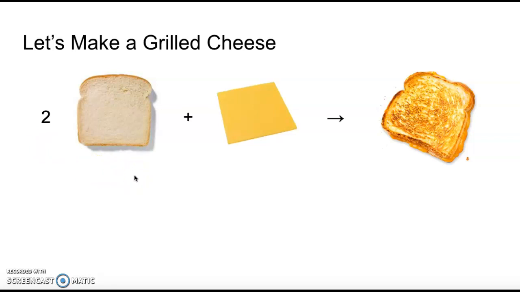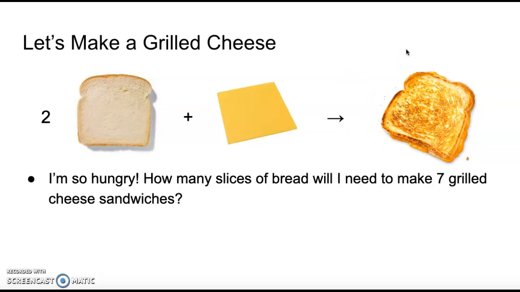All right, so this is like our balanced chemical equation. We've got our coefficient here of 2. Remember that if you don't see a coefficient, it means it's a coefficient of 1. And then over here, we're making 1 sandwich. So thinking about this equation or this reaction of making our grilled cheese, I'm really hungry, right? It's about lunchtime, and let's say I want to make 7 grilled cheese sandwiches. So the question here is, how many slices of bread am I going to need to make 7 grilled cheese sandwiches? Now I know you can probably figure this out in your head, but we're going to use dimensional analysis to solve this problem, and then we're going to apply it to a chemical reaction.